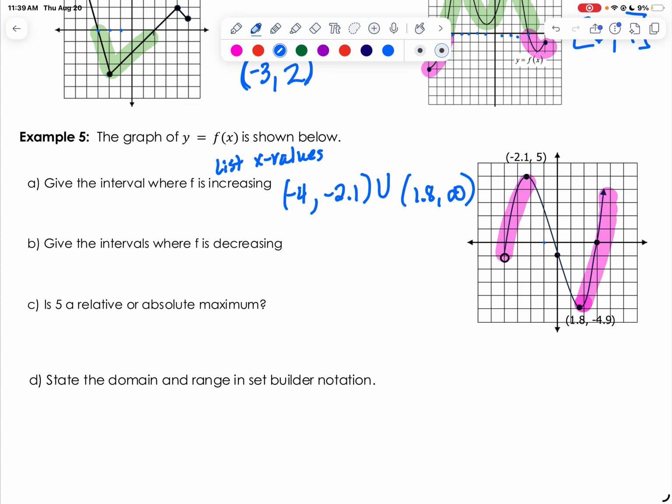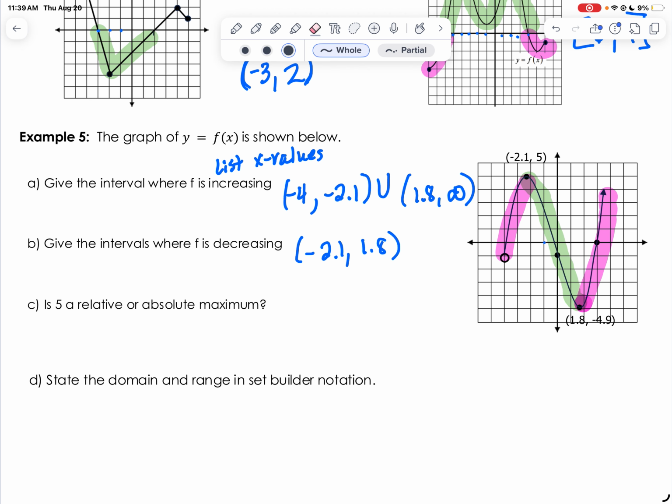All right. Now, there's only one interval where this function is decreasing. That would be from right here down to here. So we'll say from negative 2.1 to positive 1.8, the function is decreasing. Remember, we're just listing the x values.